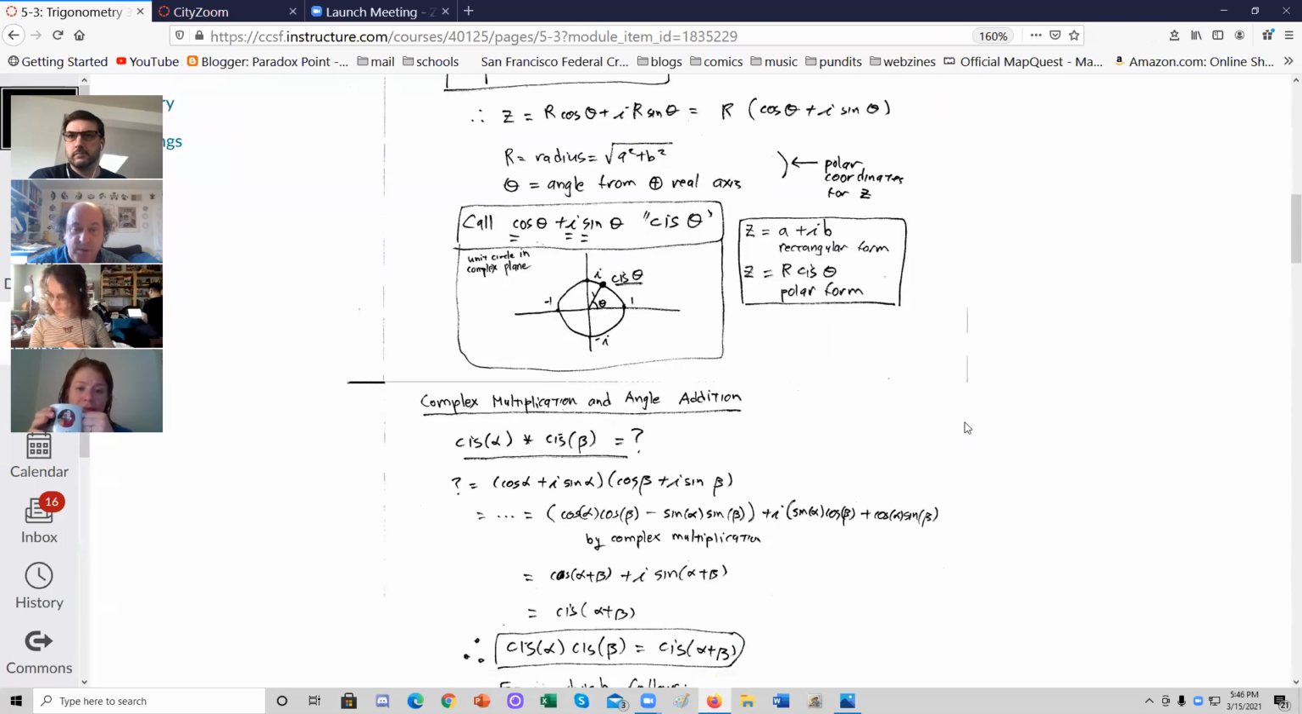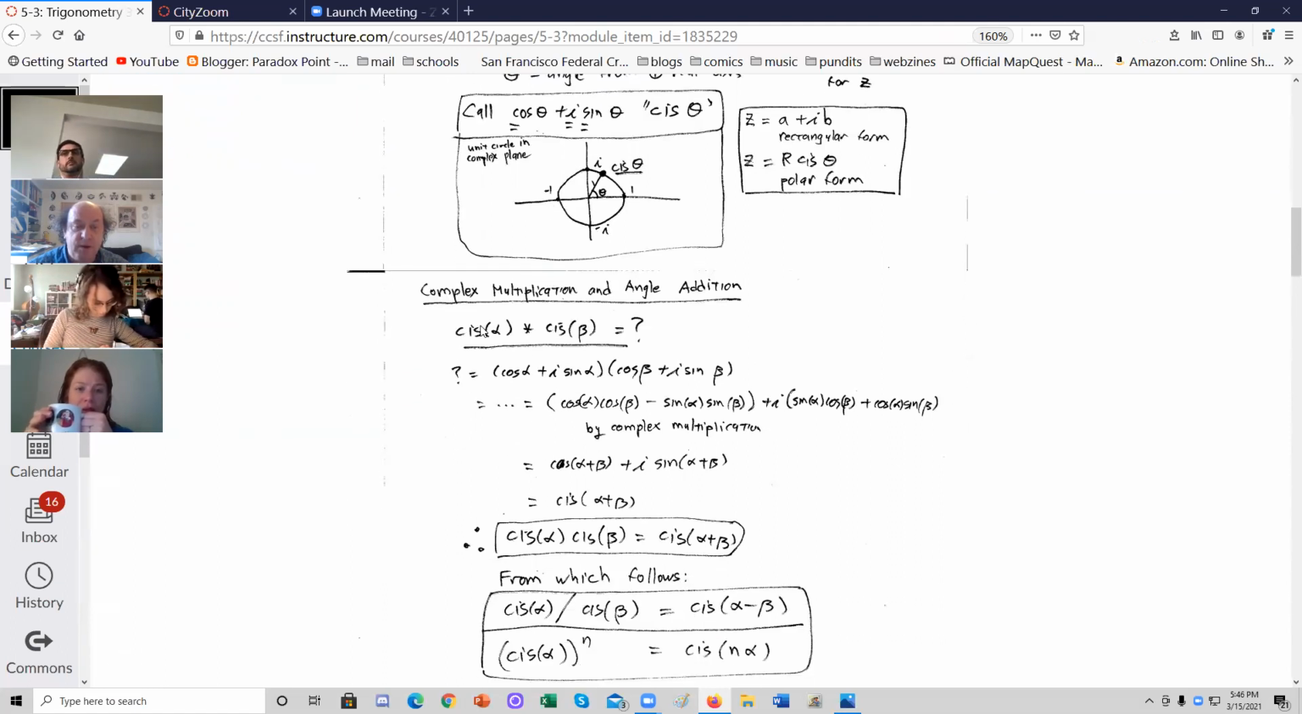Now this actually helps with multiplying because if we take cis alpha times cis beta, then, well, let's work it out. Cos alpha plus i sine alpha, so cis alpha. Cos beta plus i sine beta, cis beta. You multiply it out and do complex arithmetic. You get the real part is cos alpha cos beta minus sine alpha sine beta, and the imaginary part is i times sine alpha cos beta plus cos alpha sine beta.